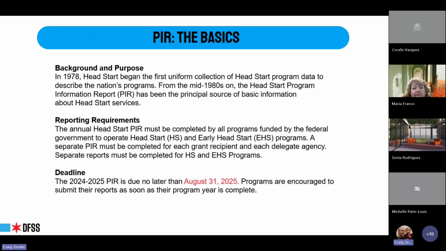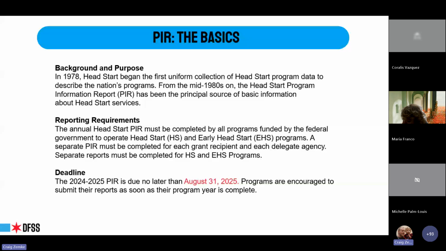So before I get into details, and we're going to get into some pretty specific details here, let's talk about the PIR. The PIR is something that we have had to submit every year, going back to 1978. It's PIR, short for Program Information Report, and it is the Fed's primary source of information about our programs. And they use this both to get information on Head Start as a whole for reports to Congress, but also it is their first look in at how we are doing in meeting program requirements.